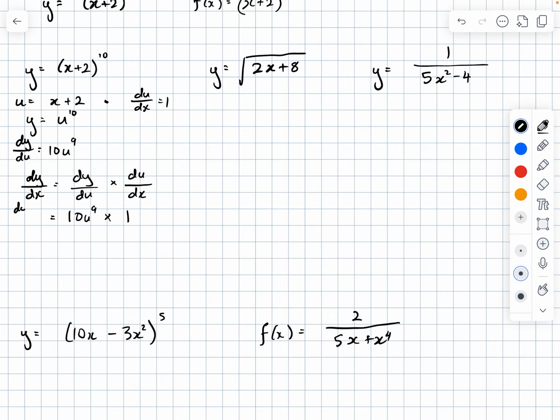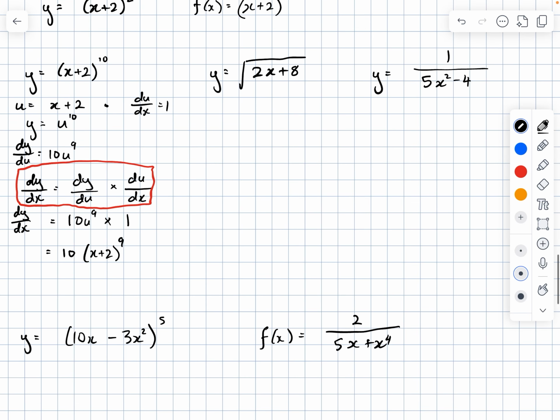Now, if you were to differentiate y in terms of x, you'd expect there to be x's, so we can substitute u as x plus 2 back into this equation to get 10(x plus 2) to the power of 9. Now this rule here is called the chain rule. And basically what it says is that you should differentiate the original function on the outside and then multiply by the differentiation of the inside function.